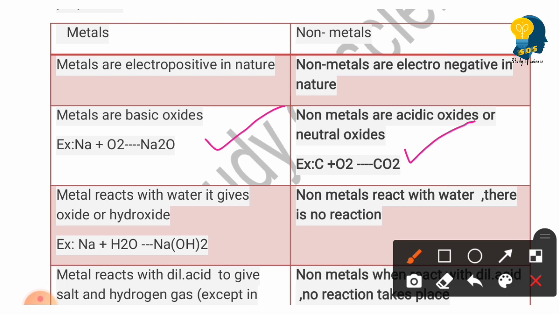Metallic oxides are basic oxides. For example, see, when sodium reacts with oxygen, it forms sodium oxide, which is a basic oxide. But in the case of a non-metal, when carbon burns in the presence of oxygen, it gives carbon dioxide, and this is acidic in nature. Okay, so non-metals form acidic oxides. Sometimes they are also neutral in nature.